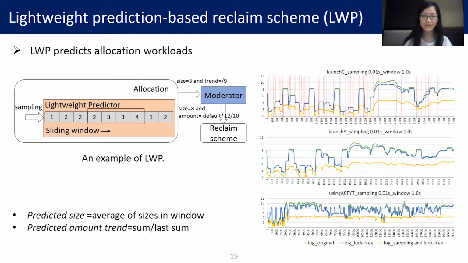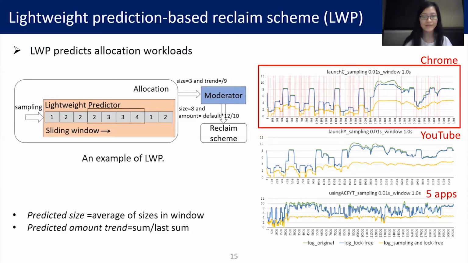Let's look at this figure. There are 3 usage cases: launch and use Chrome, launch and use YouTube, and launch 5 applications. Take Chrome as an example. The X-axis is the time. The Y-axis is the log of the sum of reclaim size in a sliding window.